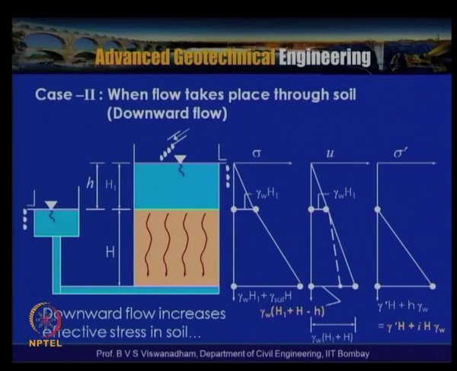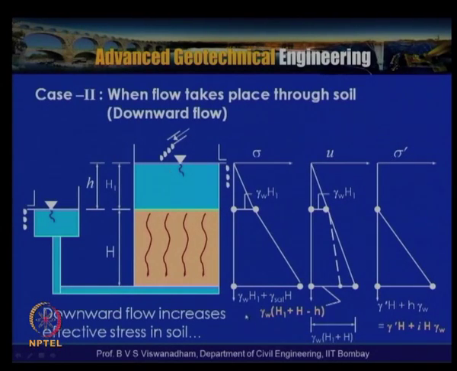In case 2, the flow takes place through the soil. Here we took this limb down, below the surface, and when this situation is there, water flows through the soil in the downward direction. This is the flow of water happening through the soil, and this H is the difference between the water levels of this surface and the surface which is below it.